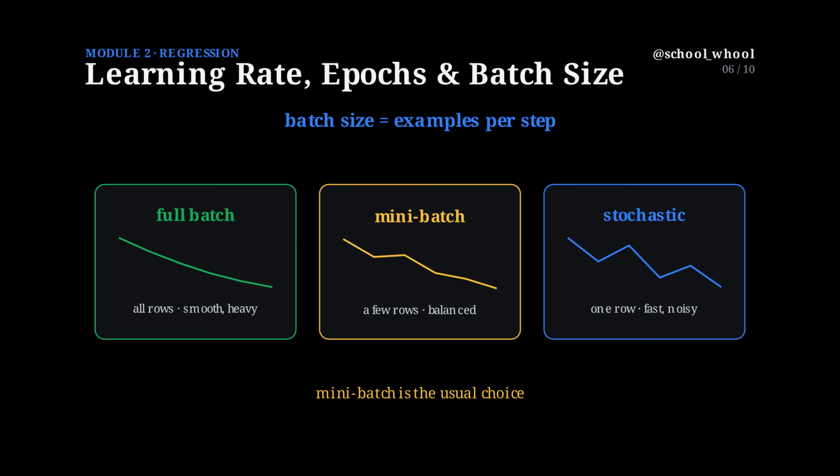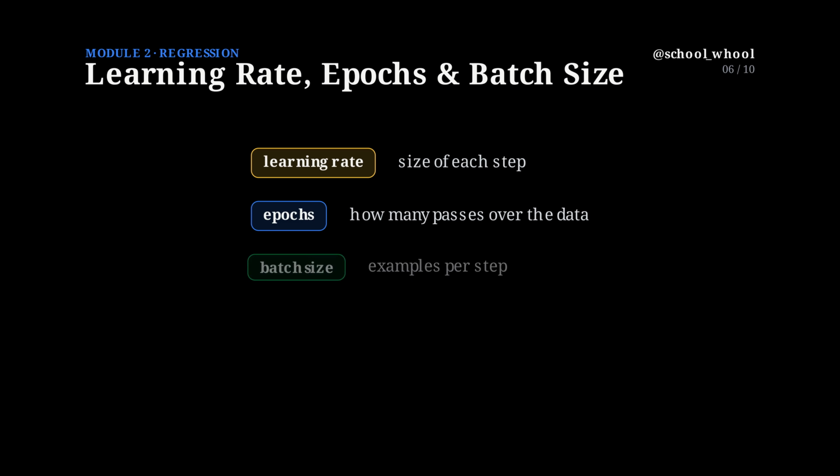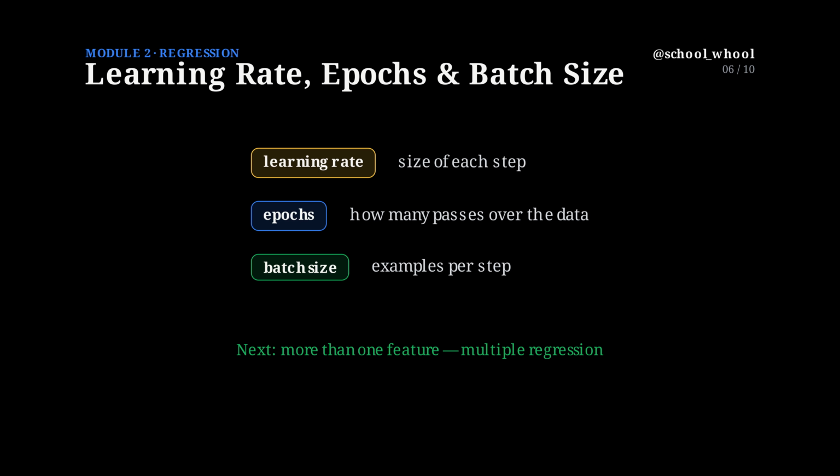So, 3 dials. The learning rate sets the step size. Epochs set how many passes. Batch size sets how much data per step. Tune these 3, and gradient descent does the rest.